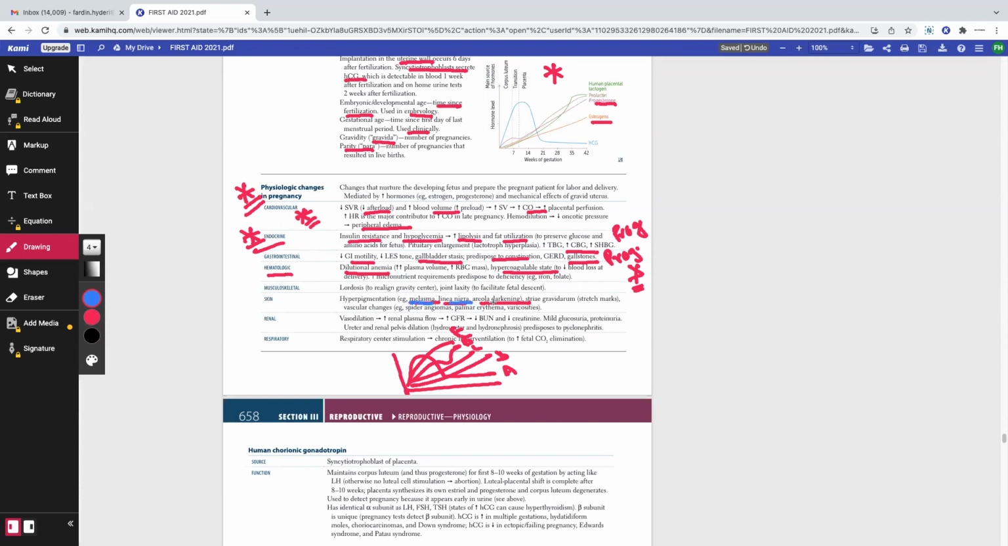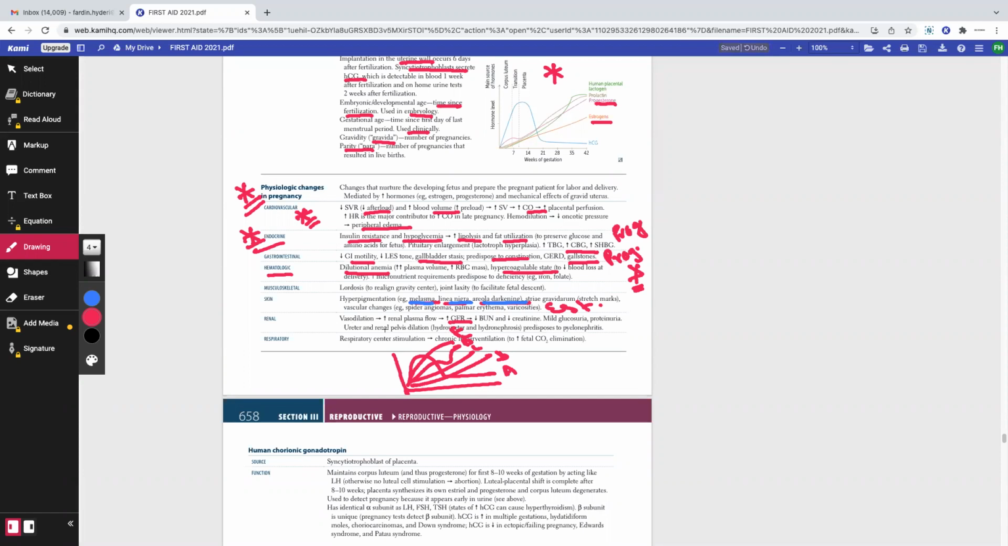Okay, melasma, linea nigra, and areolar darkening. Another one is that we can get spider angiomas, palmar erythema, and varicosities. Which hormone is responsible for this? Spider angiomas, palmar erythema. The answer is estrogen. Okay, so that's it. Next one is renal. Renal is vasodilatation. Renal plasma flow and GFR increase. We can get mild glucosuria and proteinuria. That's normal in pregnancy.